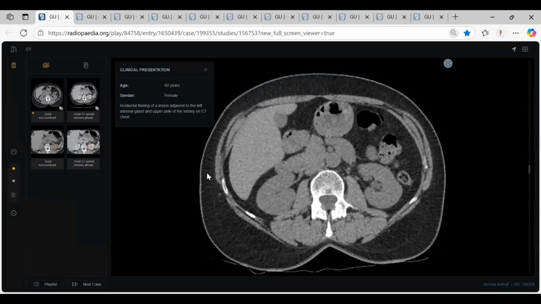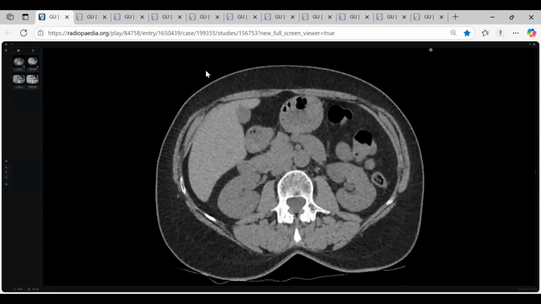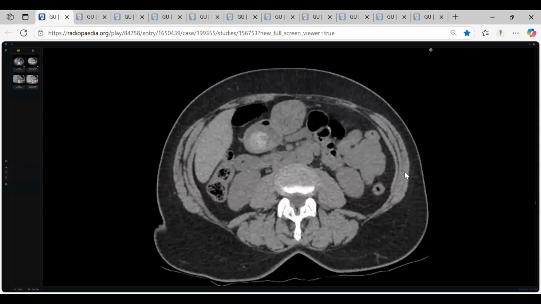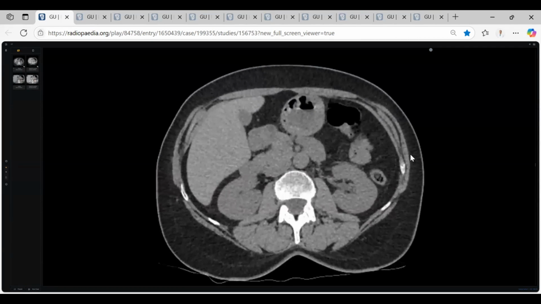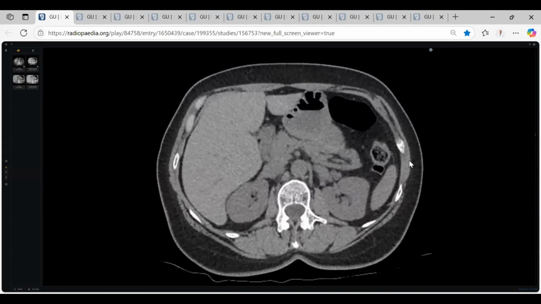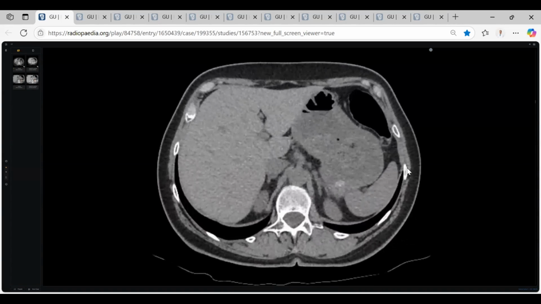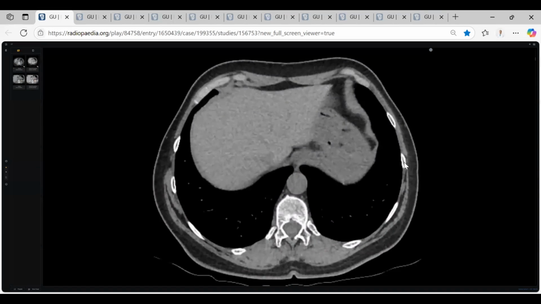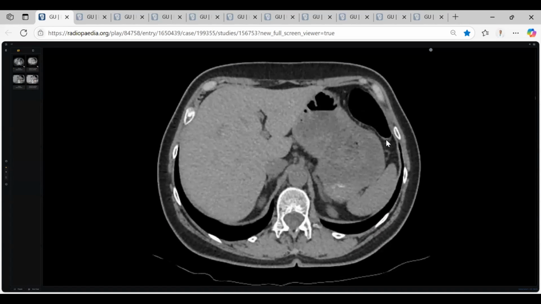A 60-year-old female patient presented with incidental finding. Okay, go on. I'm presented with CT axial images, non-contrast images of a patient 60 years old, who presented with an incidental lesion involving the left adrenal and upper pole of the left kidney. I would scroll through the entire extent of the images before I start to comment.